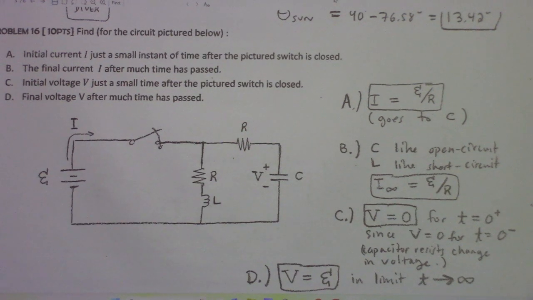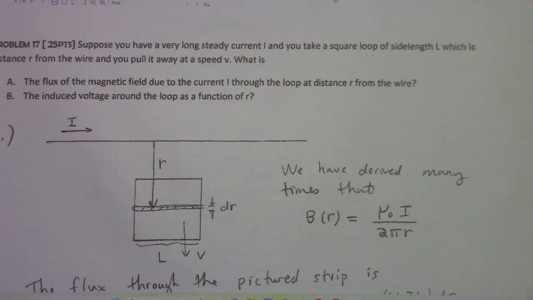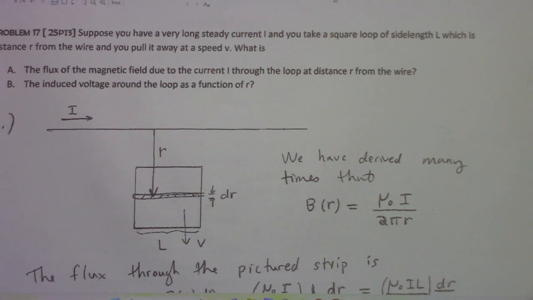Well, we'll come back to RLC circuits later. This one we worked in class. You have a long steady current, you've got a loop. What is the flux for one thing, and then what's the induced voltage as a function of R, supposing you pull it away at speed V?